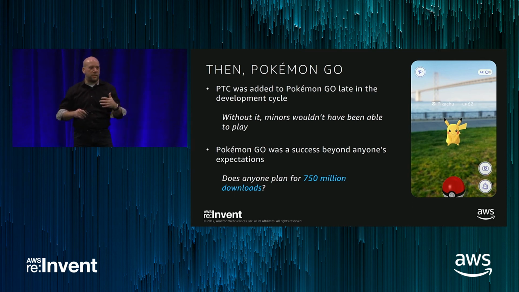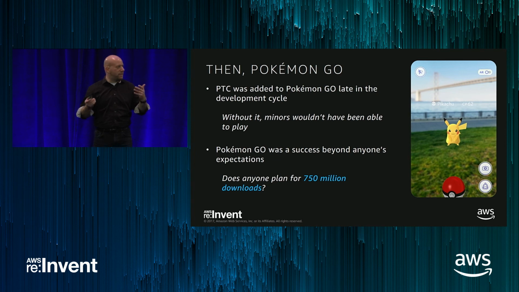First of all, Pokemon Trainers Club was added to Go fairly late in the development cycle. Originally, the game was planned to be adults only. And then towards the end of the cycle, everyone realized, wait a minute, this game needs to be available to minors to play. Kids are going to want to play it. We want to give them a way to make that happen. So it got added in very late, without the opportunity for us to do a lot to really scale it up.